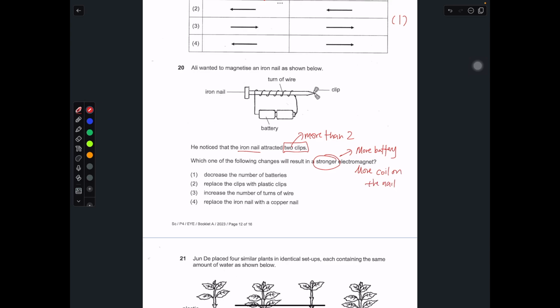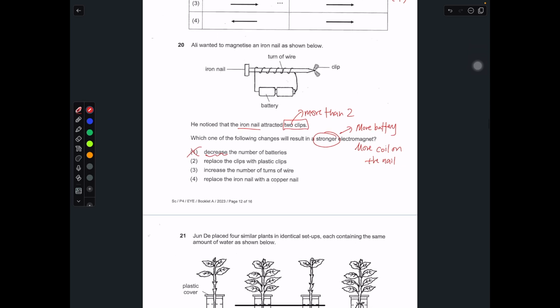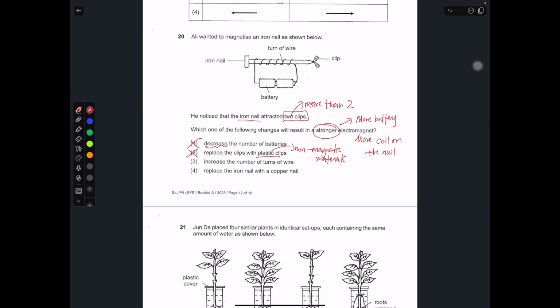So it cannot be this. This is a decrease. Replace the clip with plastic, cannot be. It will never attract because this is a non-magnetic material. Increase the number of turns of wire. That's correct. Number 3, replace the iron with copper. No, because copper is again a non-magnetic material. It cannot be magnetized into an electromagnet.